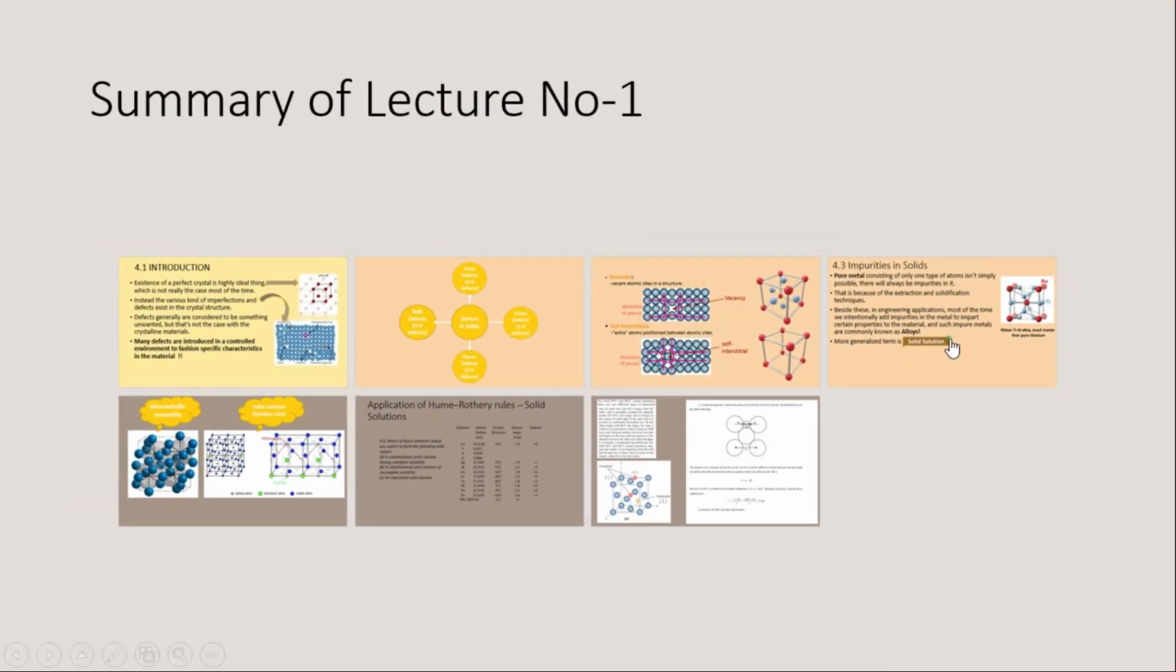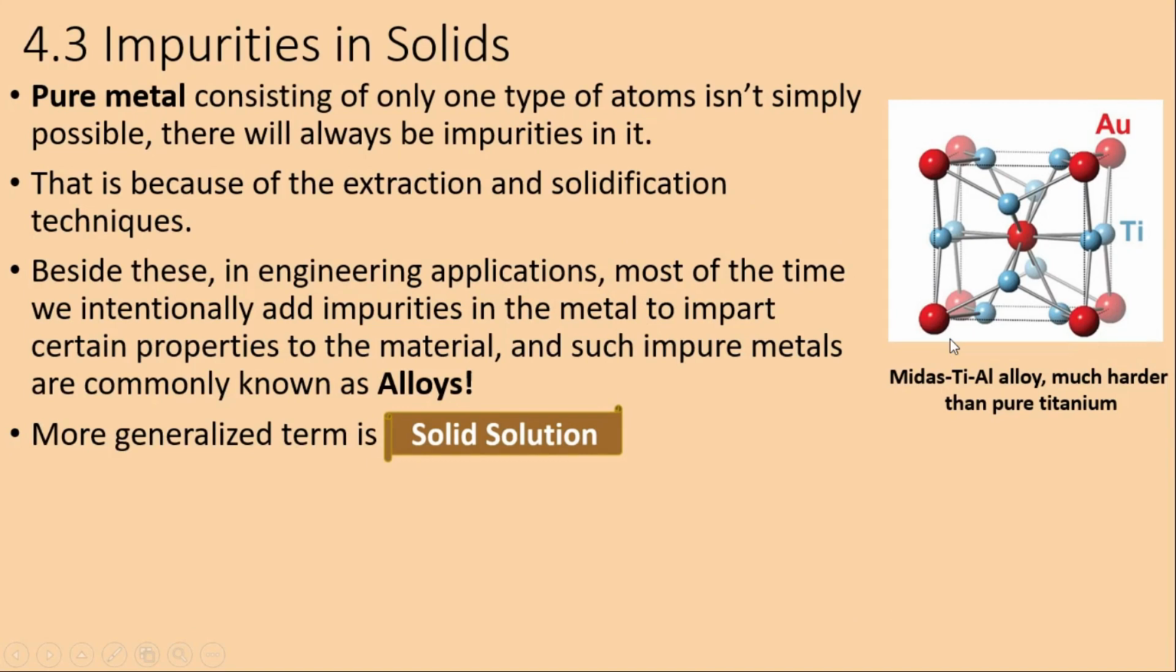Then we discussed a special kind of point defect, that was the impurities in solids. We also discussed that the existence of a pure material isn't simply possible. There will always be impurities in it, and most of the time we add impurities to get certain properties into our material. One common example for that is an alloy, and we discussed a more generalized term, that is the solid solution.